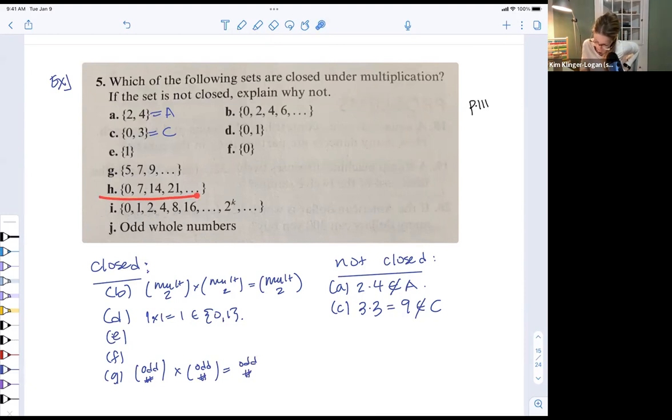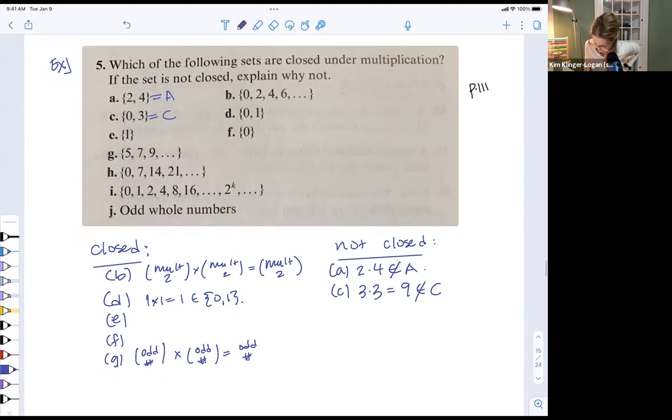I think that this one should also be closed. Those are multiples of 7. And I think this will be closed as well. Those are powers of 2, and since we're multiplying, that should be fine. Yep. Powers of 2, not multiples of 2. They're powers of 2.